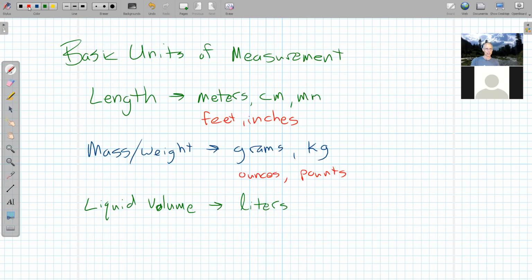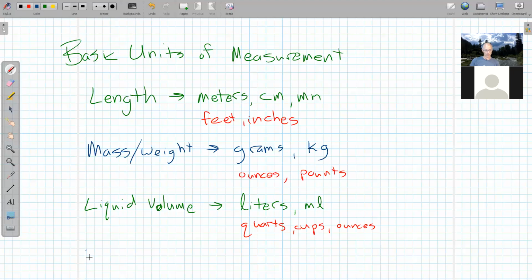And then non-standard relation to, say, liters would be quarts. Instead of quarts, sometimes we use cups or liquid ounces, which are a bit different than weight ounces. They're not the same thing. Smaller units than liters would be, say, milliliters that we might play around with.